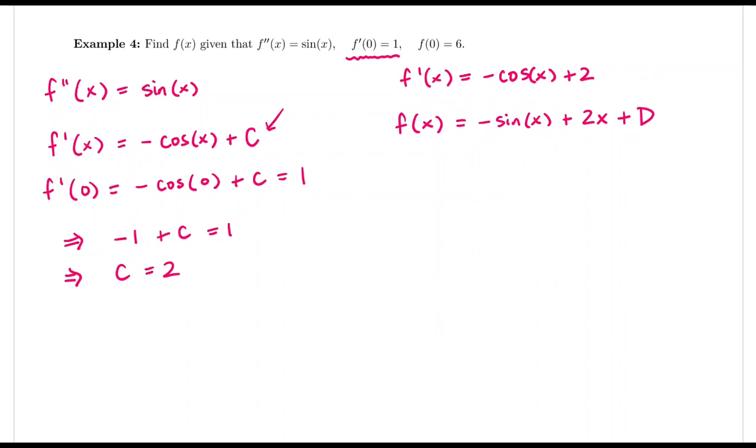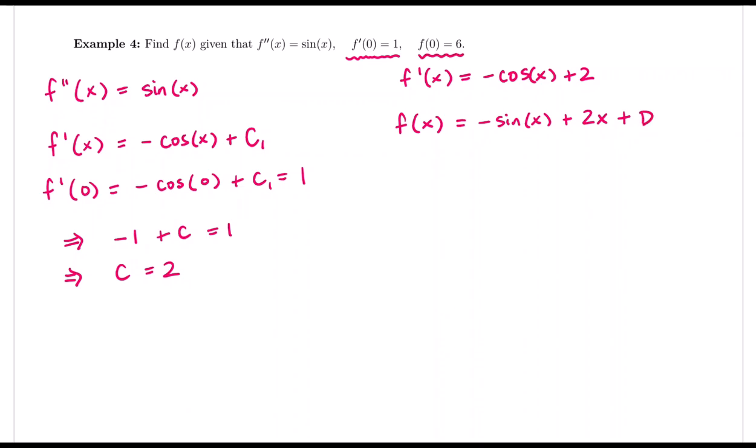Another thing that you could do if you don't want to use that letter is here we could have called this C sub 1, and then we could call this C sub 2. That's an alternative way of naming these things. I'm just going to stick with capital D for now.